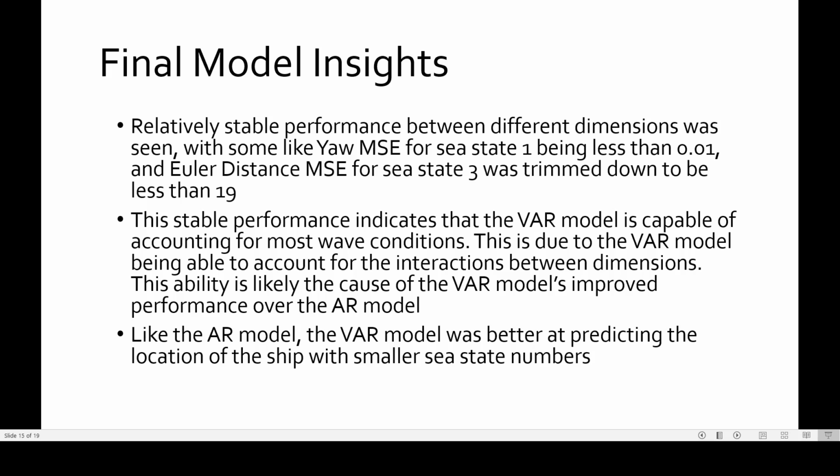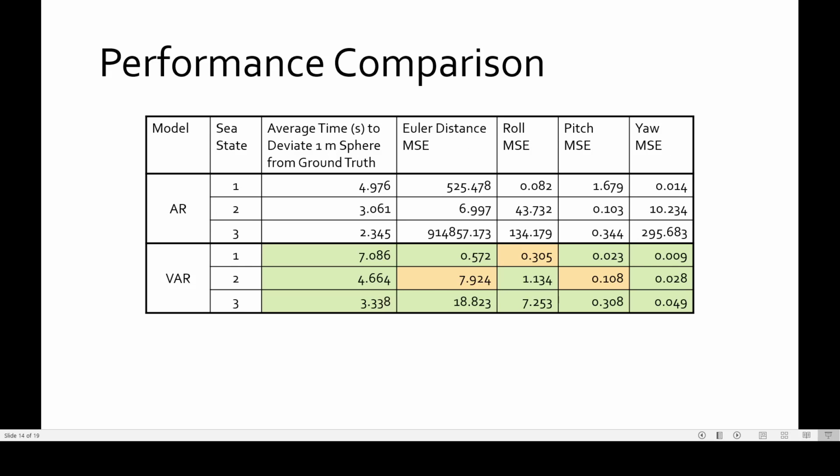And like the autoregressive model, the vector autoregressive model was better at predicting the location of the ship with smaller C-state numbers, as we see here. The average time it takes in seconds to deviate 1 meter sphere from ground truth decreases as the C-state increases and the waves get more chaotic.